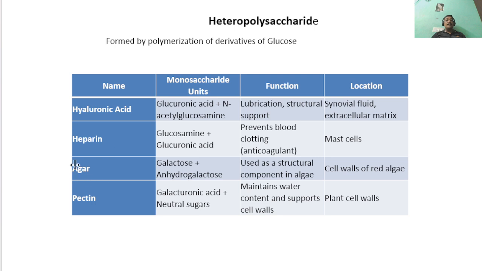And another good example is agar, which is composed of galactose and hydrogalactose, and which is a structural component in algae. It is present in the cell wall of algae. Apart from that, we have pectin and hyaluronic acid. I hope this will help you understand the complete details about carbohydrates.